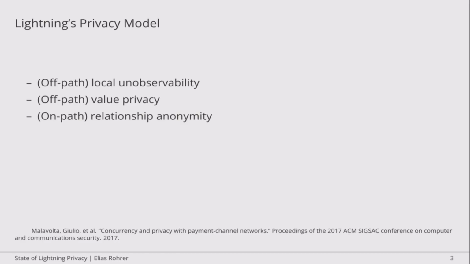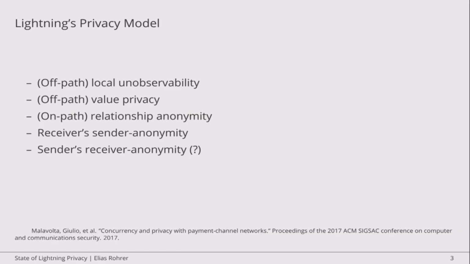Lightning also promises to give on-path relationship anonymity, meaning that if you're on the path, as a forwarding or intermediary node, you shouldn't be able to know who sent and who received the payment. Then there is receiver's sender anonymity, which means that if you receive a payment, you don't know who paid you, except if they give up that information as part of a note or something.